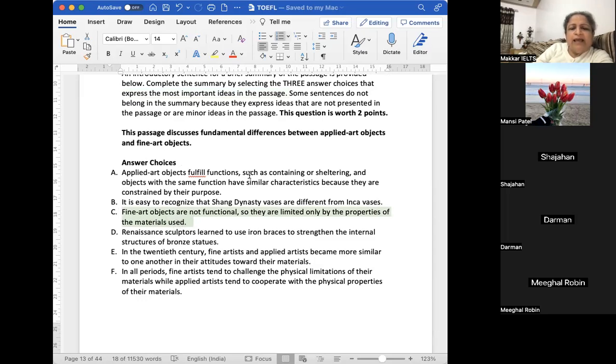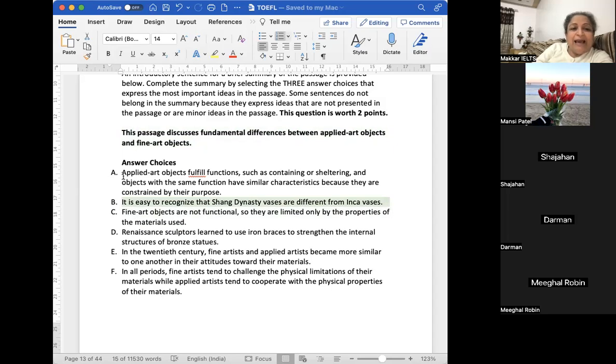Yes, ma'am. Okay, one thing, another thing I would like to point out here is, see the first sentence जिसके बाद में आपने ये 3 चीजें लिखनी है. This passage discusses fundamental differences between applied art objects and fine art objects. Okay, तो fine art और applied art के differences देखो कहाँ पे हैं. तो B is not a difference of fine art and applied art. वो तो आपस में उनके vases का difference बता रहे हैं. So this इसलिए भी out हो गया.